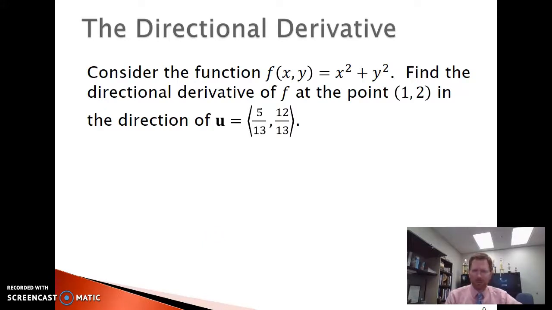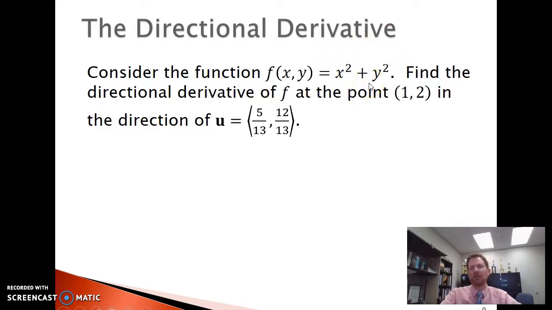Consider the function f of x, y equals x squared plus y squared. Find the directional derivative of f at the point (1, 2) in the direction of u equal to (5/13, 12/13). We could impose the limit definition, but I want to do it with the gradient instead. The first step is to find the gradient of f, which is very straightforward in this case.